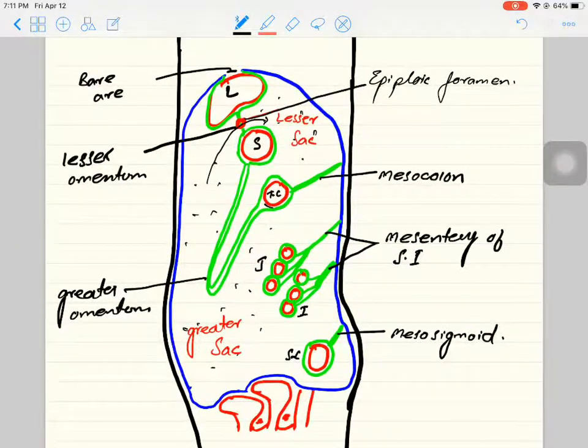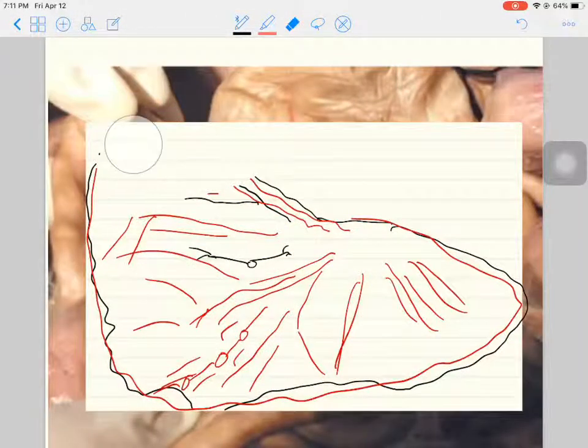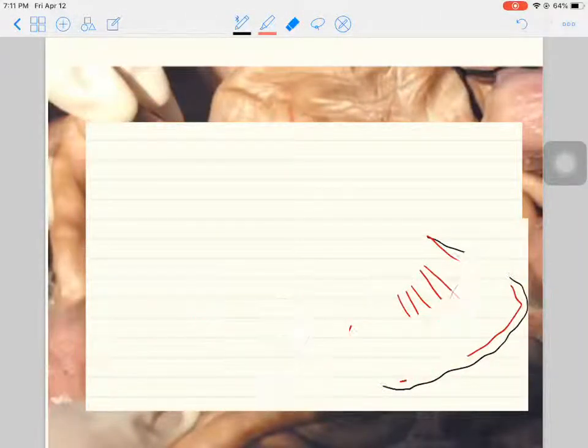These lesser omentum and greater omentum have certain types of ligaments, and they also have blood vessels, nerves, and the lymphatic system. For further detail, we can easily see in this diagram.